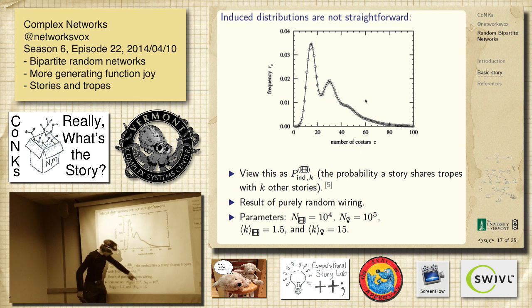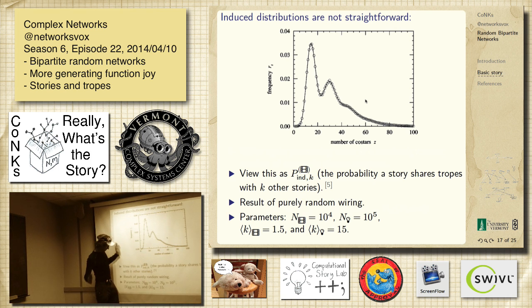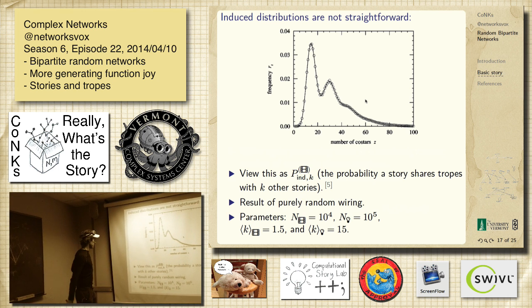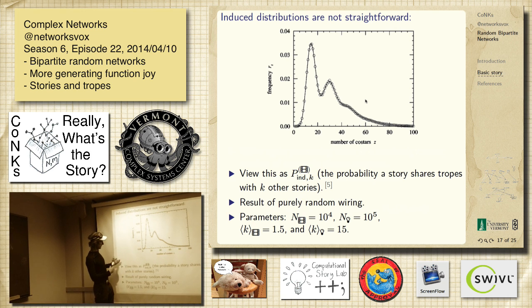So the number of movies is 10 to the 4. It has to have 15 tropes per movie. Right, good. And then 1.5 movies per trope. Yeah, I changed the notation completely, obviously. And yeah, tricky. All right, so then got this right.